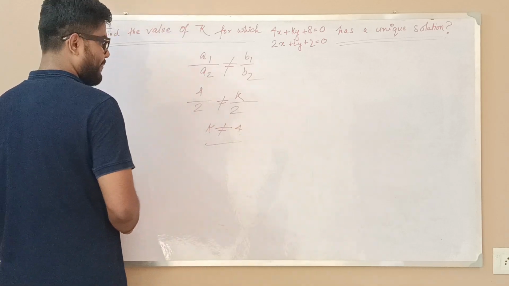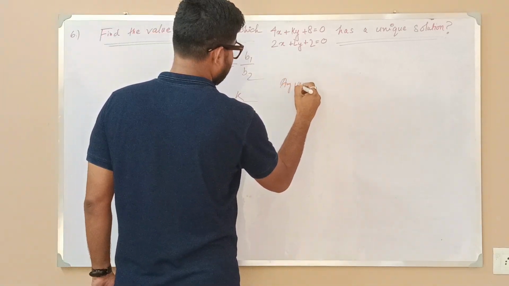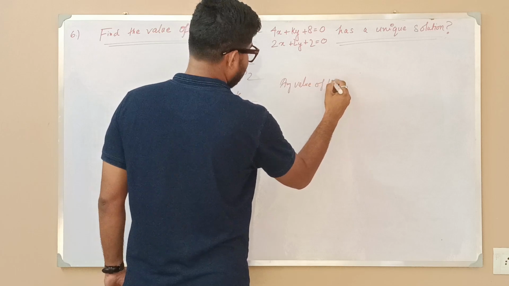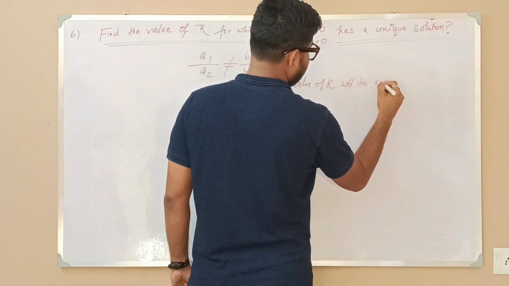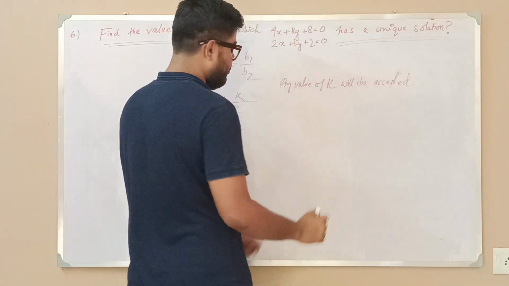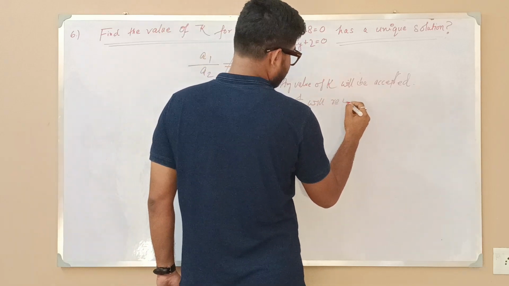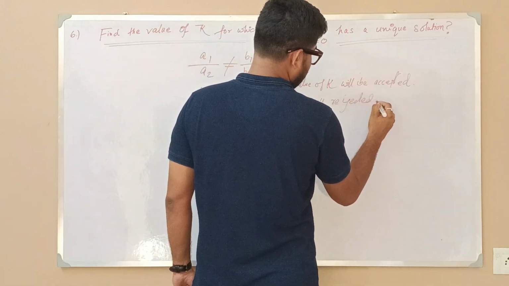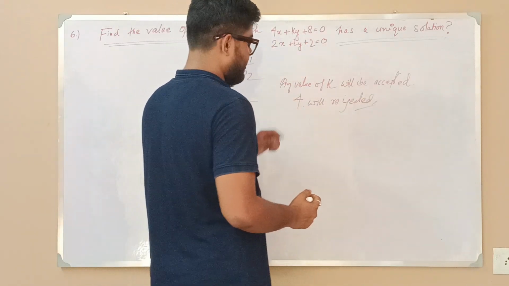Now any value of k will be accepted, but only 4 will be rejected. So any value of k will be accepted except 4.